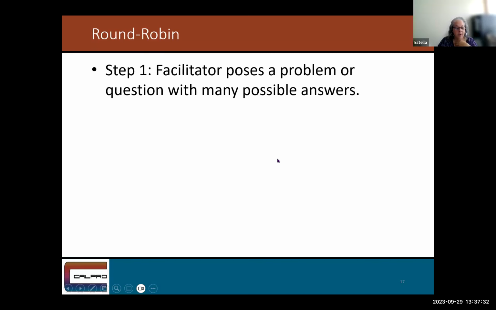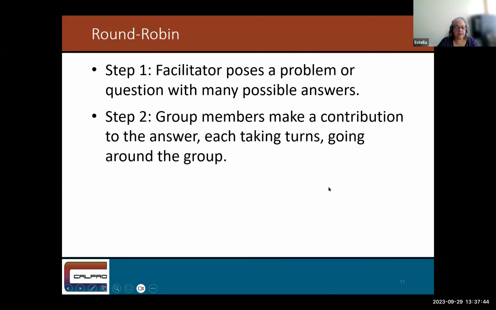So what does a round robin look like? The facilitator poses a problem or question with many possible answers. Then group members contribute to the answer, each person taking a turn going around the group.